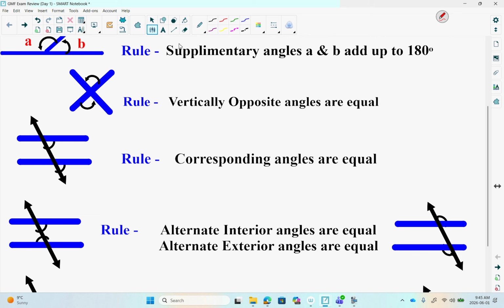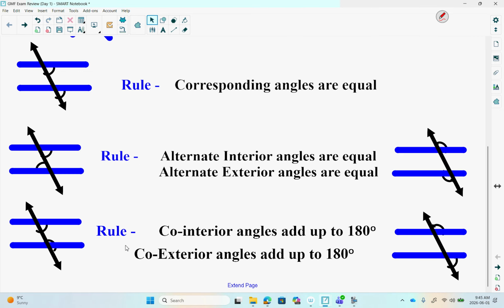Then we had alt interior. So remember, when you're looking at these, it's important to be able to label the parts. The blue lines in each of these figures represent the parallel lines. They're not parallel here, I guess. But for corresponding, alternate, and co, they are the blue lines. They're parallel. They never touch. They have the same slope. The black line is called the transversal. If your angles are inside the parallel lines, we call them interior angles. And if your angles are outside the parallel lines, we call them exterior angles.